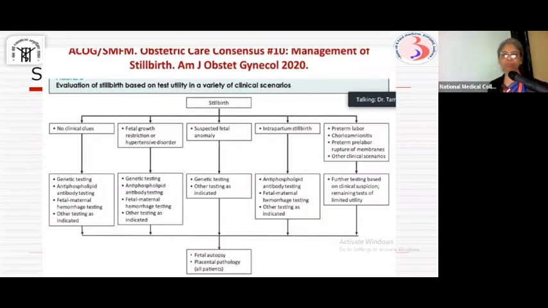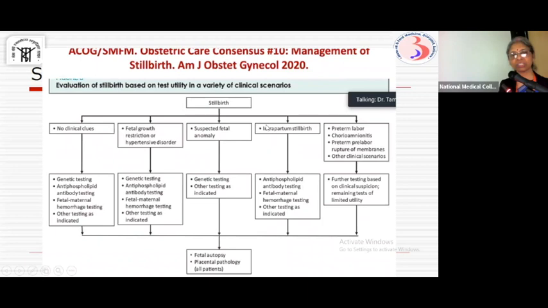This is a flow diagram of stillbirth that I have taken from one of the webinars. It is from the American Journal 2020, and it says you need to find out maternal diseases; if you suspect fetal anomaly, then genetic testing, fetal autopsy and placental pathology; for intrapartum stillbirth, you need to look for antiphospholipid syndrome, fetomaternal hemorrhage and other testing. And in preterm labor, chorioamnionitis and PPROM need to be looked into.